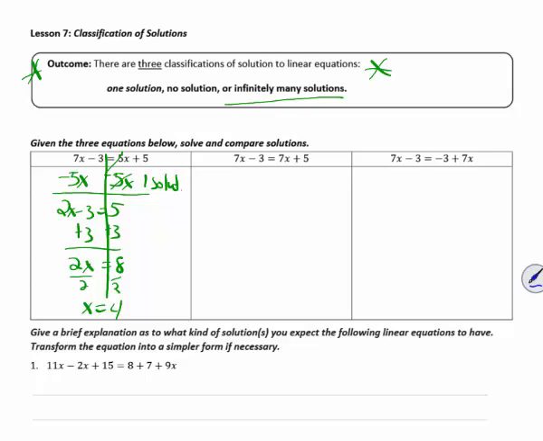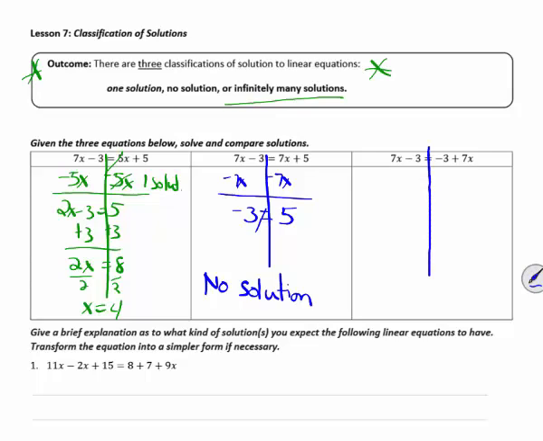Over here, when I cancel my variables to one side, my variables are going to cancel out, and I get negative 3 equals 5. Well, that's not a true statement, so this is no solution. And we looked a little bit at those yesterday.